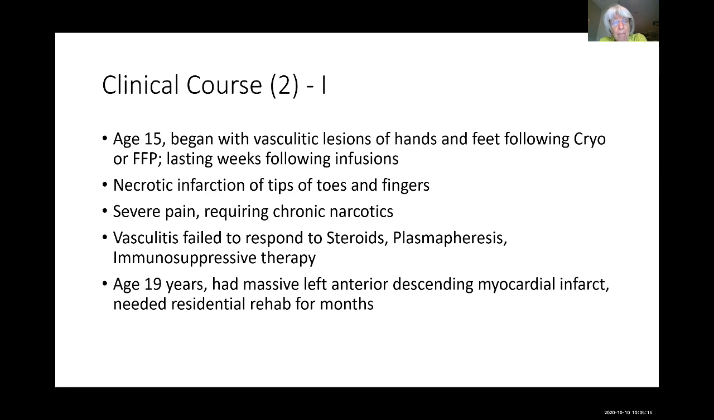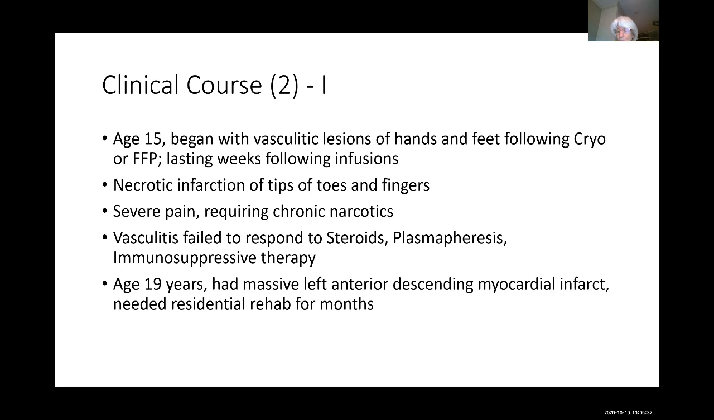It was so painful. So when he was 19, without any treatment at all, he hadn't gotten any cryo or plasma, he had a massive left anterior descending myocardial infarct. And it was so bad, he had to go to a cardiac rehab unit for almost a year to get his strength back.